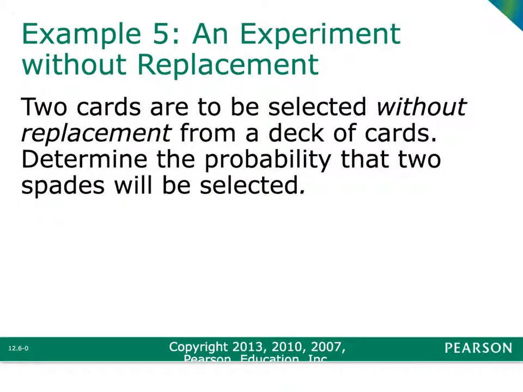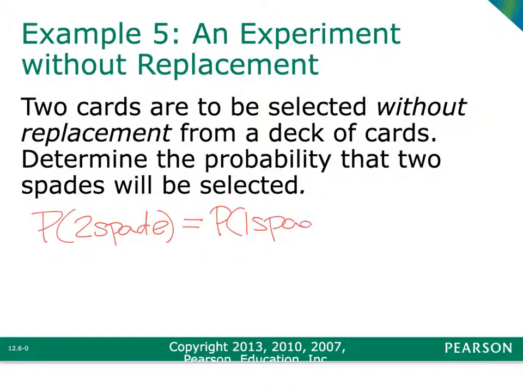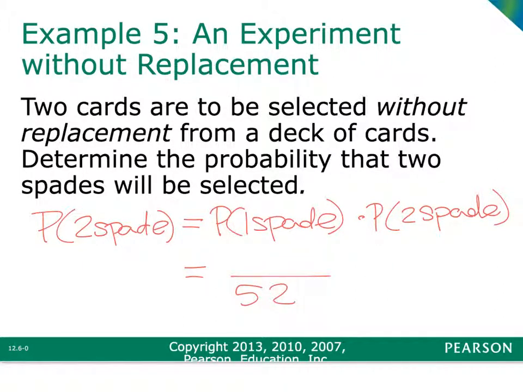So let's look at example 5. 2 cards are selected without replacement from a deck of cards. Determine the probability that 2 spades will be selected. Okay, so the probability of 2 spades. First thing we need to do is find the probability of selecting 1 spade, and then multiply by the probability of the second spade. Okay, so keep in mind that there are 52 cards in the deck, and that 1/4 of the deck is spades. So 13 out of 52 cards are spades.